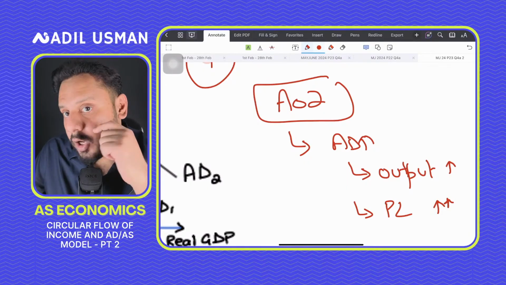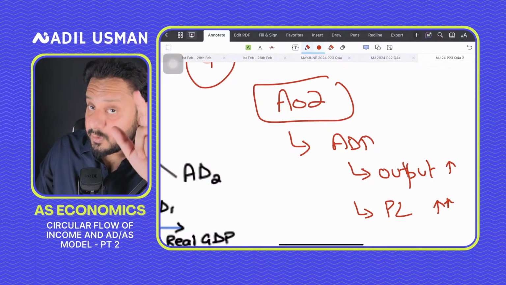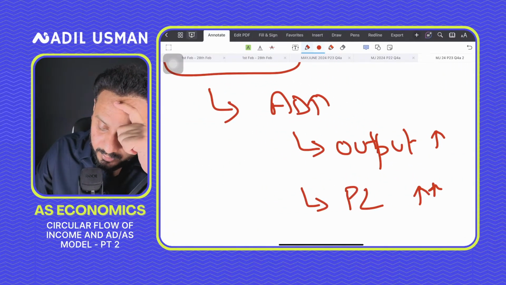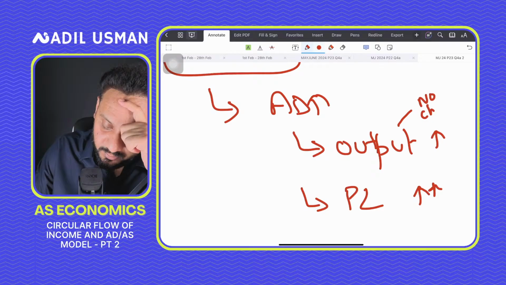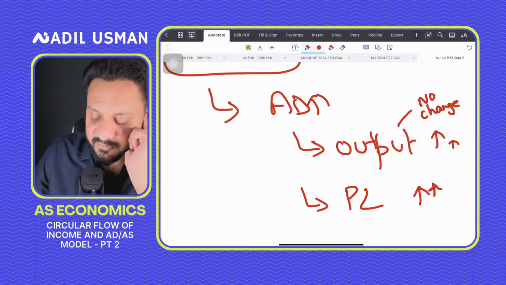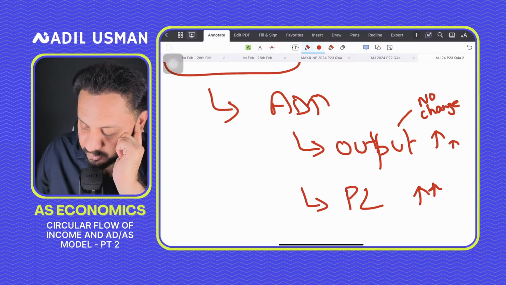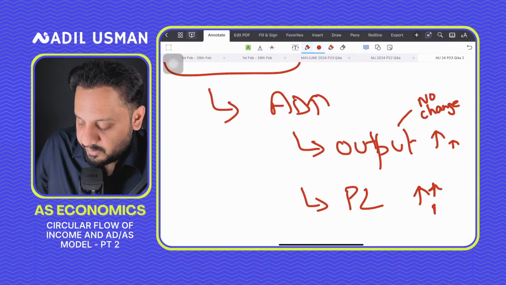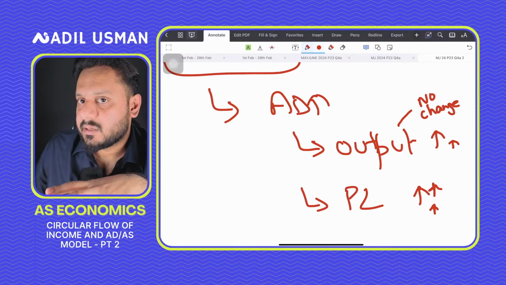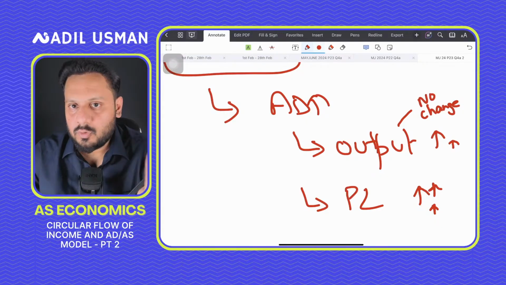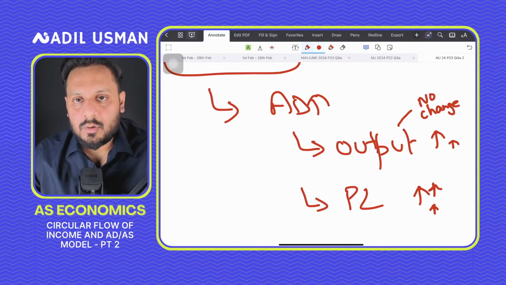What they will not tell under analysis is that output may have no change, or even if output is going up, it can go up to a very, very small extent as well, like this. And even if price level is going up, either price level may not increase, or even if it does, it could be a very small increase. It's not necessary that price level always goes up. The effect could be both. It could go up, it could not go up.